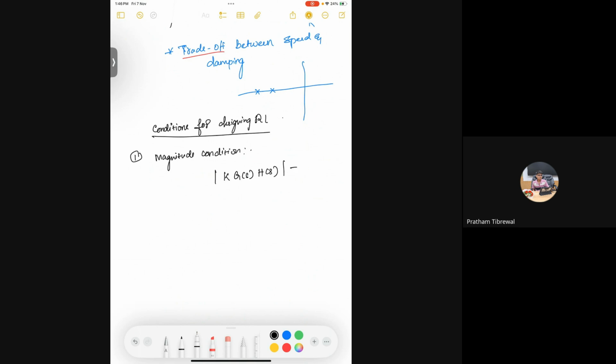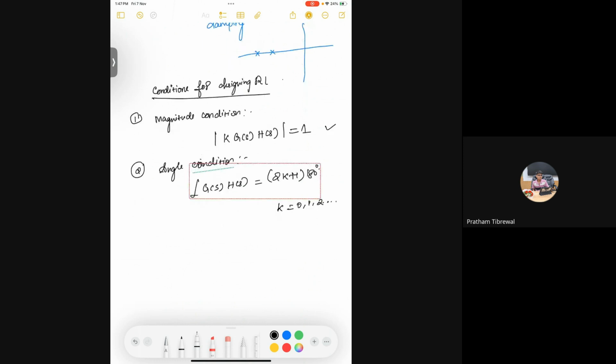The magnitude of K into G(s) into H(s) should be equal to 1. This should always be satisfied. This is the first condition, the magnitude condition. The second condition is the angle criterion or angle condition. It tells that the angle of G(s) H(s) will be (2k plus 1) into 180 degrees, where k can vary 0, 1, 2, etc. So, whatever design we do, it should always satisfy these two conditions. This is an important rule in root locus techniques.